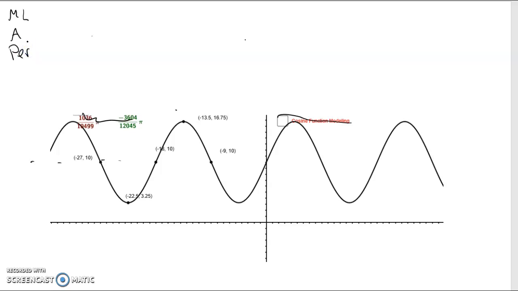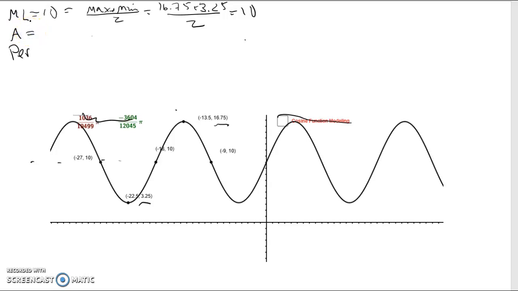The midline is pretty easy to see right here. It appears that our midline is equal to 10. We can also think about our midline as our max plus min over 2. If we look at our max value here and our min value here, we're at 16.75 plus 3.25 over 2. Yeah, that yields 10. So there's a few different ways to get at all of these things.